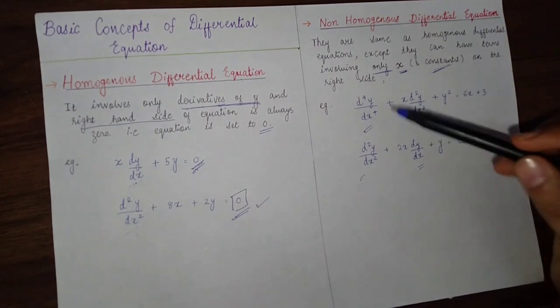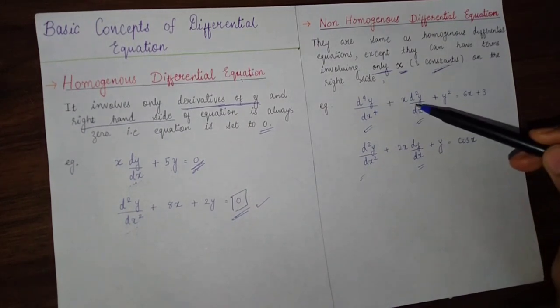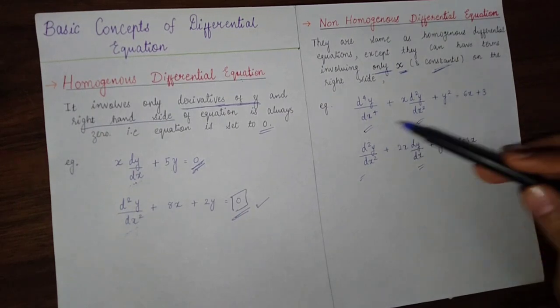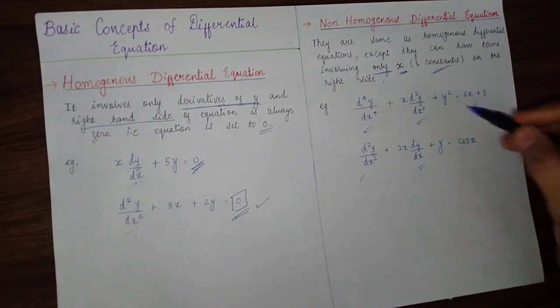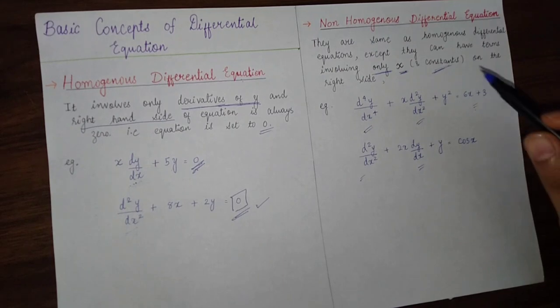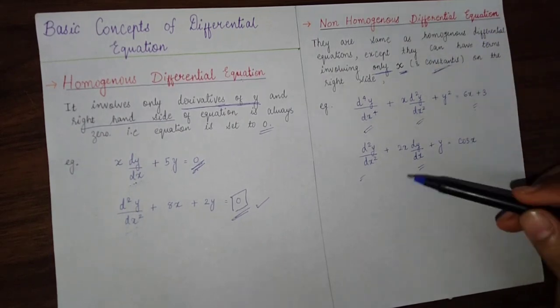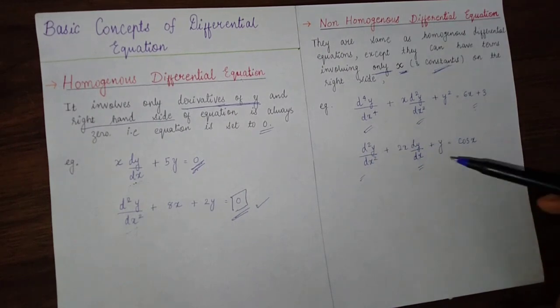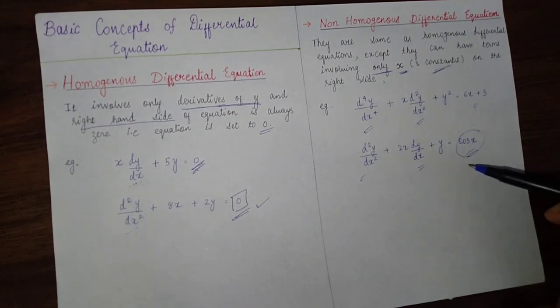Okay. So for example, d raised to 4 y by dx^4 plus x d square y by dx square plus y square equal to 6x plus 3. Then you can see here that we have derivatives of y, but here we don't have 0, but we have terms in the form of x. So such types of equations are called non-homogeneous differential equations. Again you can see here that d square y by dx square plus 2x dy by dx plus y equal to cos x. So again here we don't have 0, but we have a term involving x. So this is also a non-homogeneous differential equation.